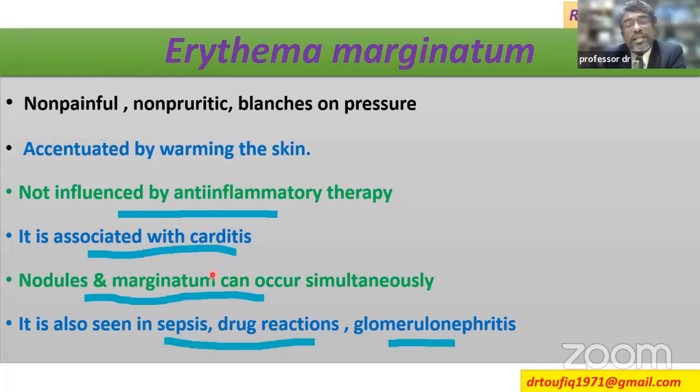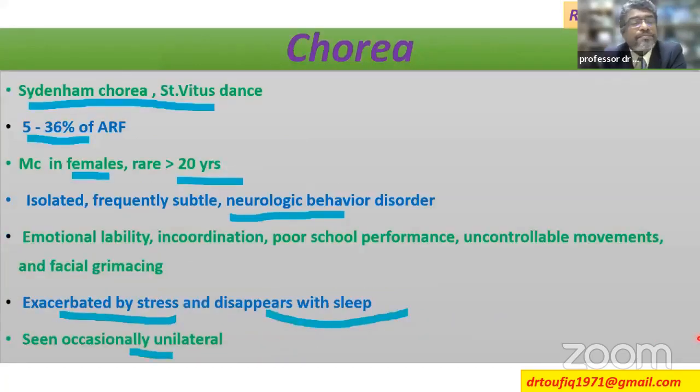It is associated with carditis: if a patient has carditis, this patient may have erythema marginatum also. Nodules and erythema marginatum can occur simultaneously; a patient with subcutaneous nodules may also have erythema marginatum. It is also seen in sepsis, dehydration, glomerulonephritis. So we find erythema marginatum in patients with rheumatic fever, but we can also get it in septic reactions, drug reactions, or glomerulonephritis. In all these cases, we can get erythema marginatum.